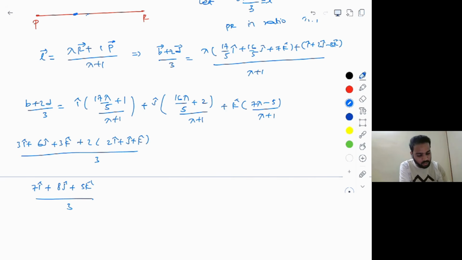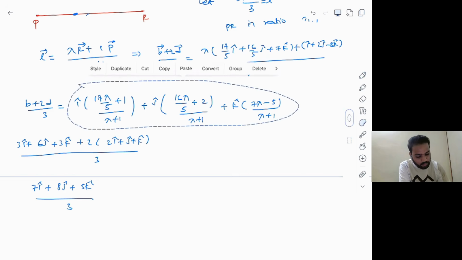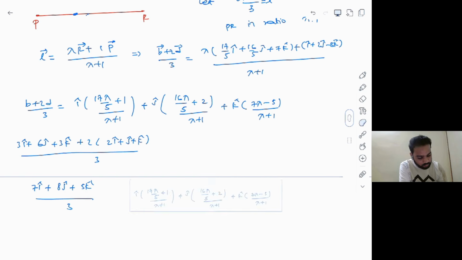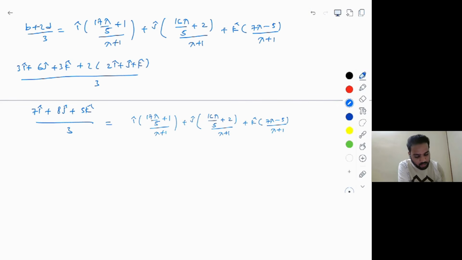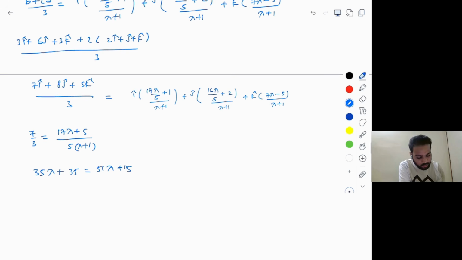Now you can just equate these two, right? So let me take this value here, whatever we have got on the right hand side. Now we got that these two vectors should be the same here. Now you can directly equate the coefficients. So you get three conditions here. 7 by 3 is equal to, from here you get 17 lambda plus 5 divided by 5 times lambda plus 1, on equating the coefficients of i cap here. And you can cross multiply here, which will give you 35 lambda plus 35 is equal to 51 lambda plus 15.